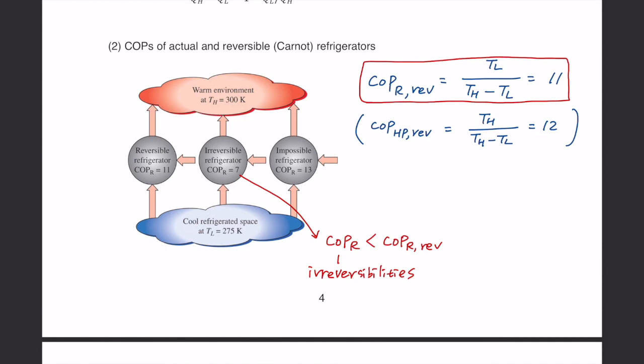Now, how about another refrigerator whose COP is 13? Can we possibly make it? And the answer is no, it's not possible, because the COP for this case is higher than the COP of the Carnot cycle. So this condition cannot be made.